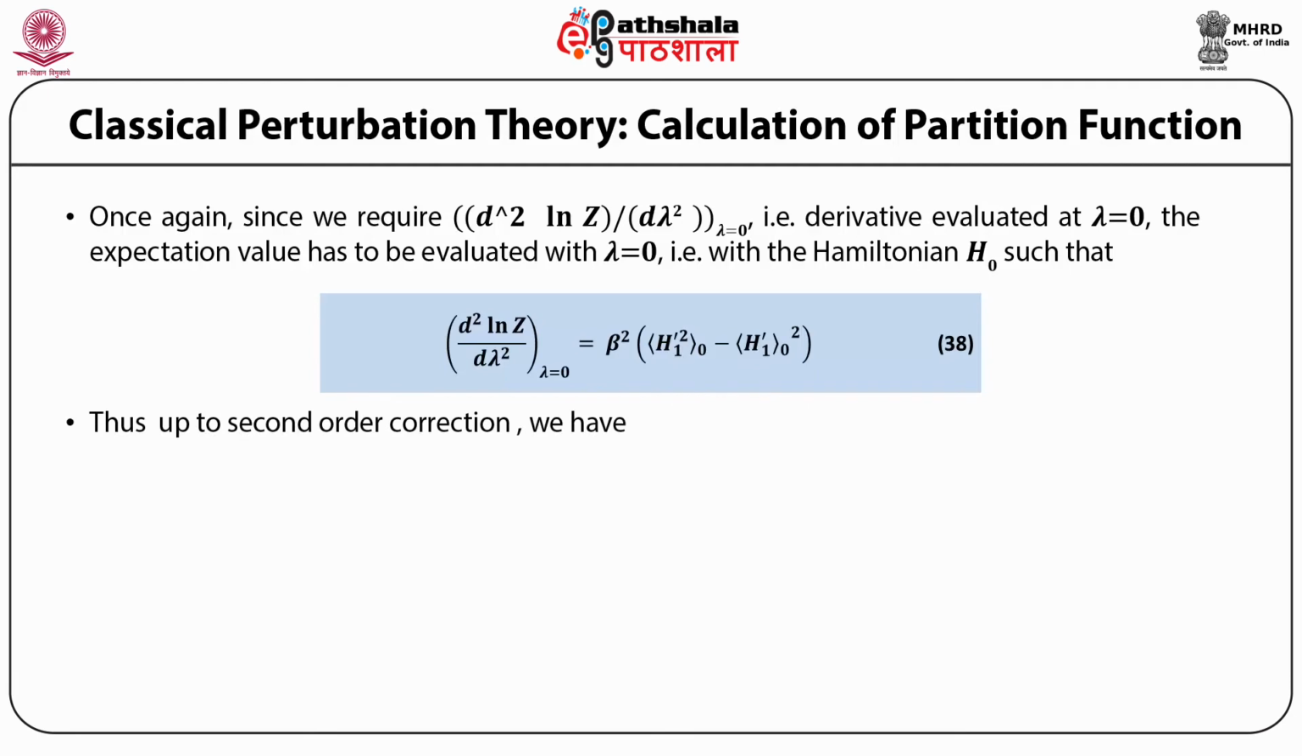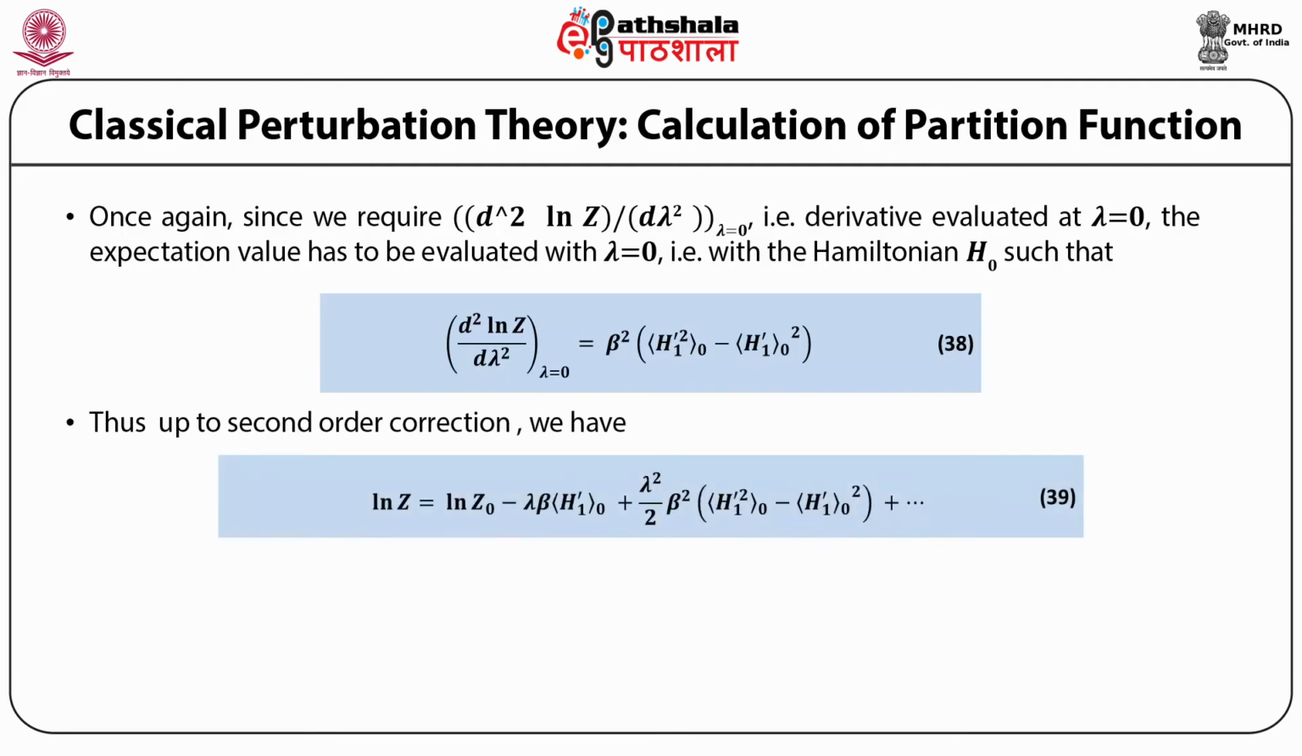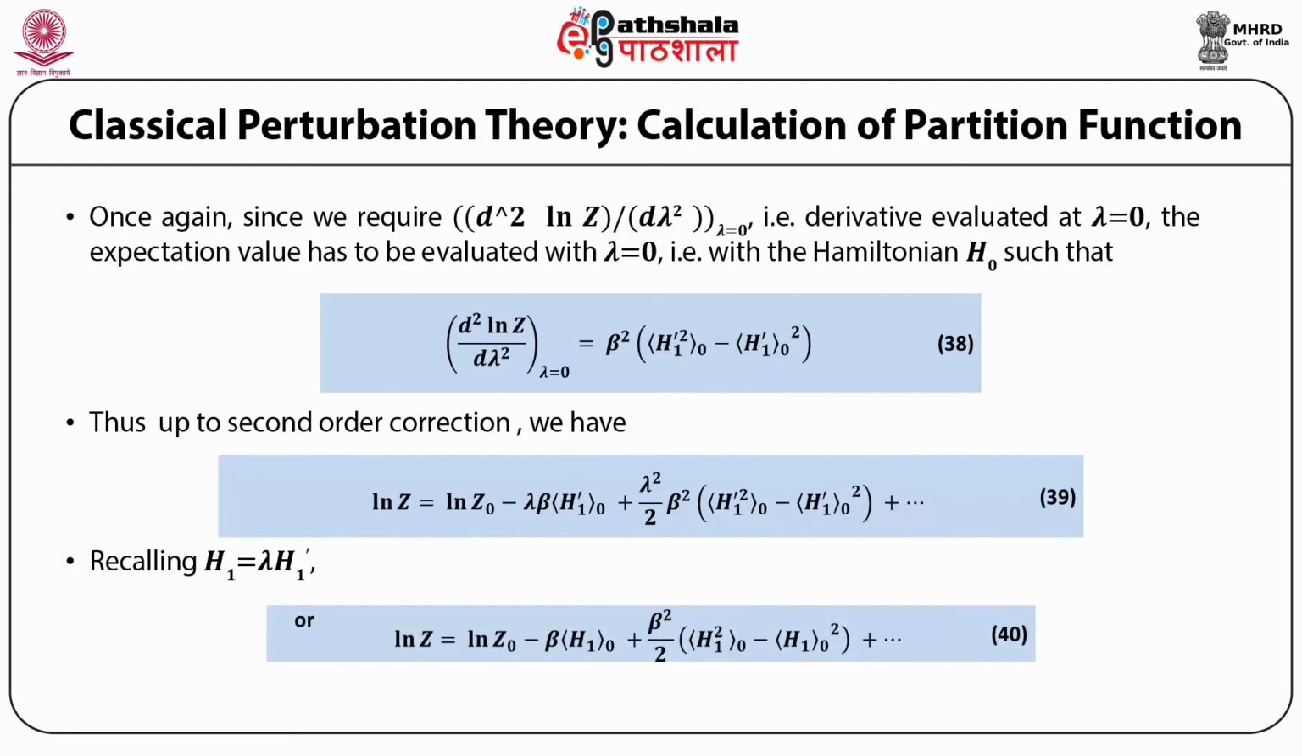Thus, up to the second order correction, we have log of Z is equal to log of Z0 minus lambda beta expectation value of h1 dash evaluated at 0 plus lambda square by 2 beta square multiplied by the expectation value of h1 dash square minus the expectation value of h1 dash evaluated at lambda equal to 0 whole square. Recalling h1 is equal to lambda h1 dash, log of Z is equal to log of Z0 minus beta expectation value of h1 evaluated at lambda equal to 0 plus beta square by 2 multiplied by the expectation value of h1 square evaluated at lambda equal to 0 minus the expectation value of h1 evaluated at lambda equal to 0 whole square, plus so on. Similarly, we can evaluate the higher order terms.